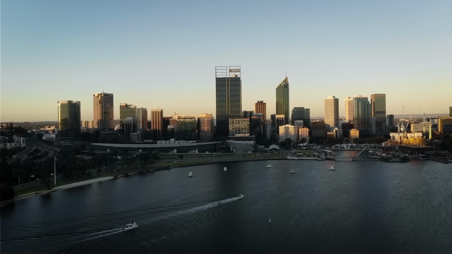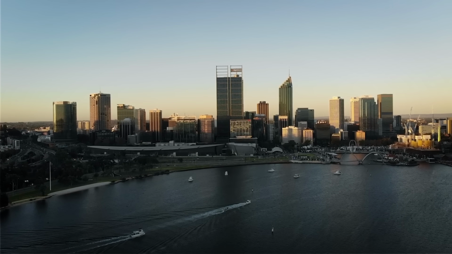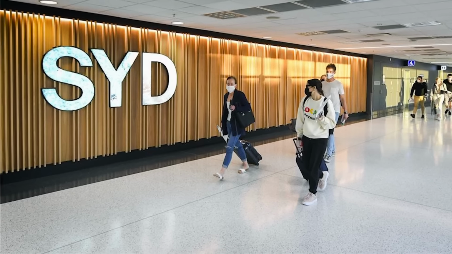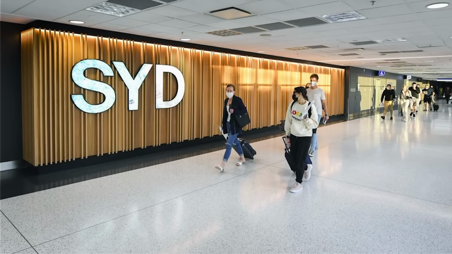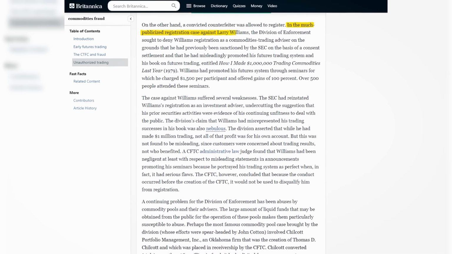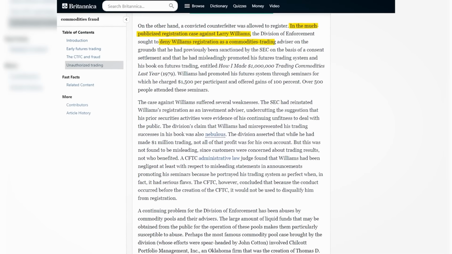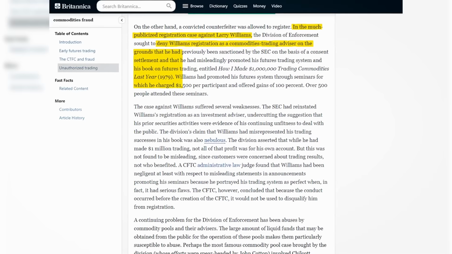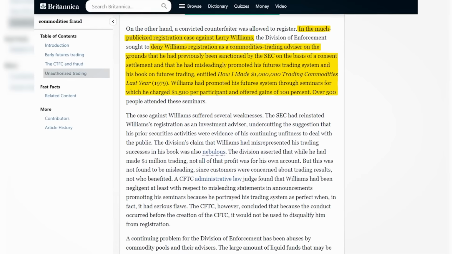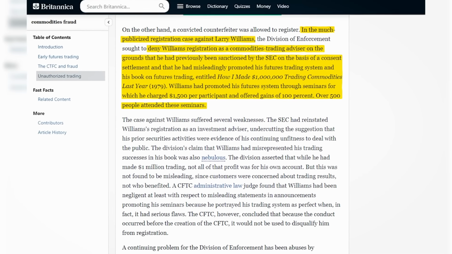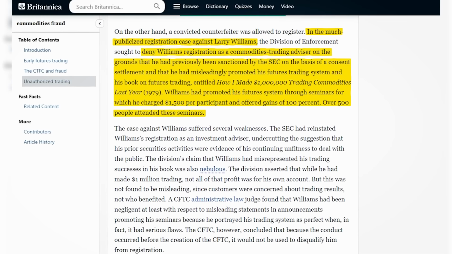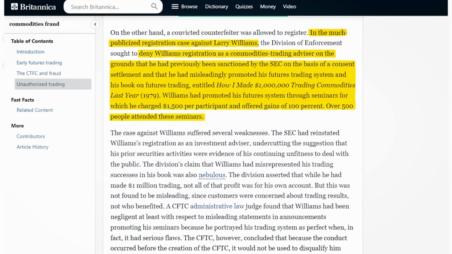In May 2006, Williams visited Australia to hold one of his live seminars. However, he was arrested at Sydney Airport on charges of alleged tax evasion in the United States. The CFTC also scrutinized Williams when its Division of Enforcement sought to revoke his registration as a commodity trading advisor due to misleading promotion of his futures trading system and a book titled How I Made $1 Million Trading Commodities Last Year. Williams charged attendees $1,500 each for his seminars, promising gains of 100%.